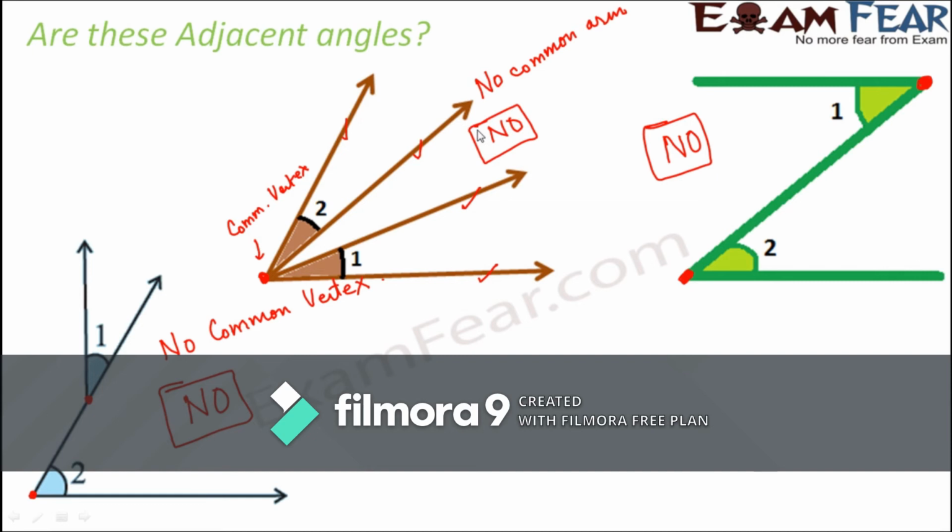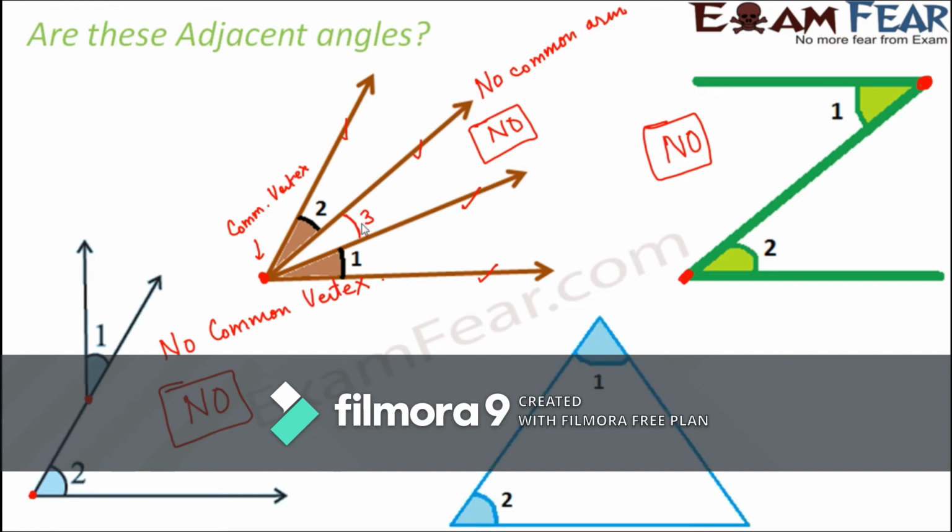But by any chance, if we would have asked if angle 1 and this angle 3 are adjacent or not, then definitely they would have been, because they would have a common vertex, they would also have a common arm, and they also do not have any common interior point. So angle 1 and angle 3 would have been adjacent angles.